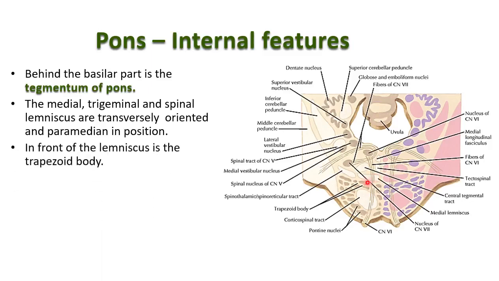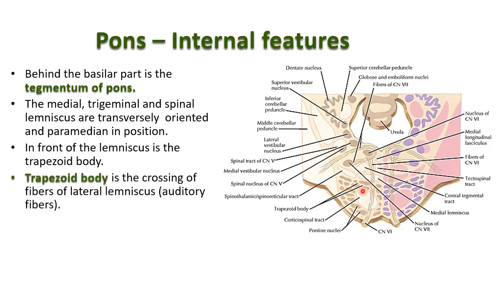Then in front of the lemniscus, you come across a structure called the trapezoid body. The trapezoid body is nothing but the crossed fibers of the cochlear nuclei, and they continue above as the lateral lemniscus.